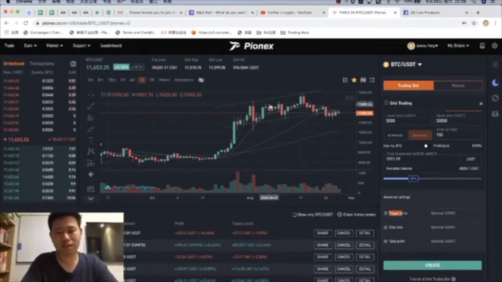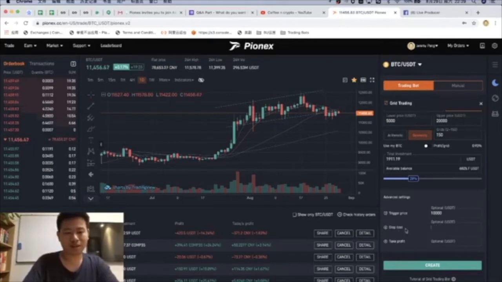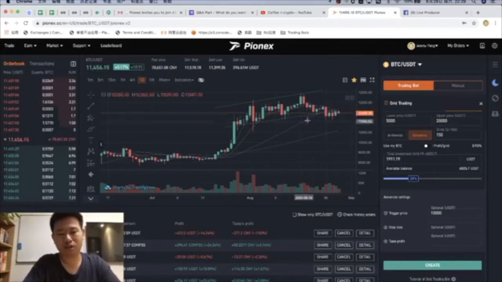Trigger price means at what price level you want to start the bot. For example, it's now 11453.3, and you think maybe it's too high, and you want to wait until the BTC price has dropped to 10,000, and then you can make more money. Then you can just set the trigger price as 10,000. The stop loss is very easy: at what price you want to sell all your BTC to stop the loss, and take profit when you want to close the bot.